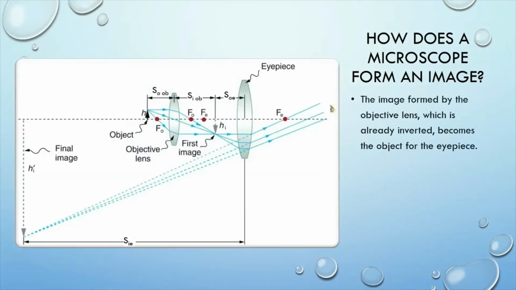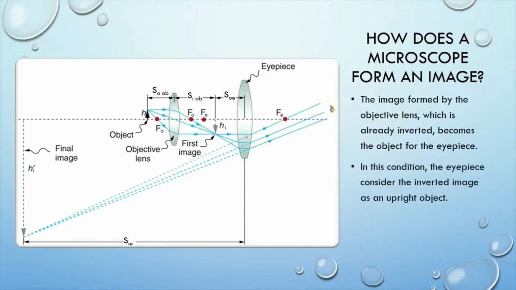The image formed by the objective lens, which is already inverted, as you can see here, the image from the objective lens is inverted relative to the real object, becomes the object for the eyepiece. In this condition, the eyepiece considers the inverted image as an upright object. So, the final image for a microscope is virtual, inverted, and enlarged.